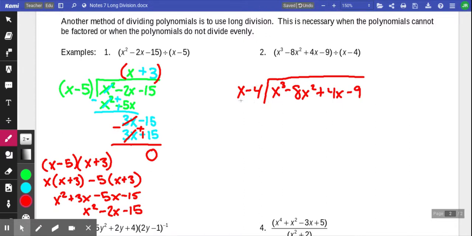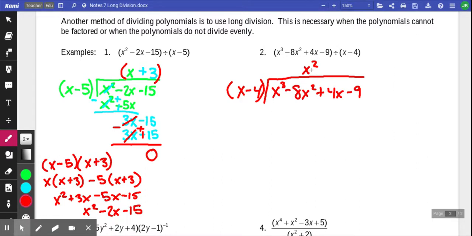So I need to pay attention to really the first terms. So I have x and I have x to the third. So x times what's going to give me x to the third? And that is x squared. So I'm going to place x squared. It doesn't really matter where I place it, but it's helpful if you place it above the like term that it's going to be with, to give you a hint as to how much longer you have to go through this process of long division and when you're ready to be finished with it. So x squared, and remember, this is a binomial, it goes together.